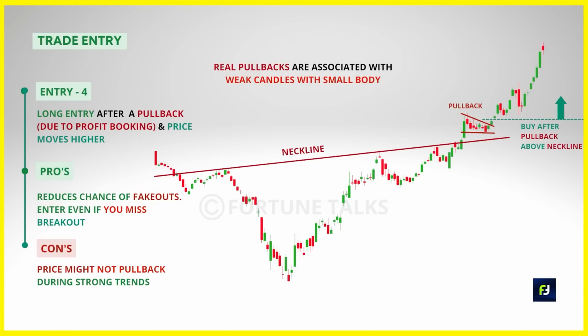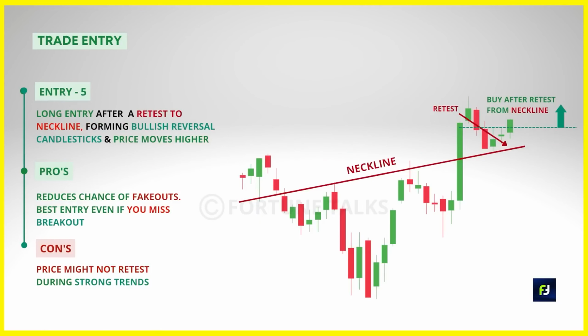But what if we get a steep pullback with large bodied candles? What would we do then? So if the pullback is very deep, then we will wait for the price to retest the neckline or the previous resistance turn support level where we expect the buyers to come in. We need to observe if the price retests the neckline, and if it does, we will wait for a price rejection from the neckline in the form of bullish reversal candlesticks like bullish hammer, bullish engulfing pattern, morning star, etc. And if you find there is a rejection, then you can go long on the very next candle.